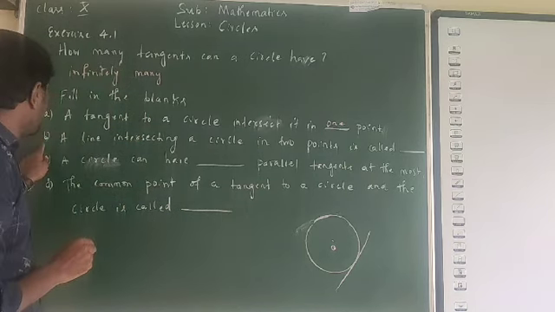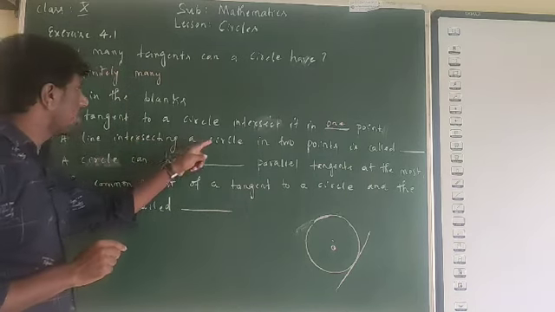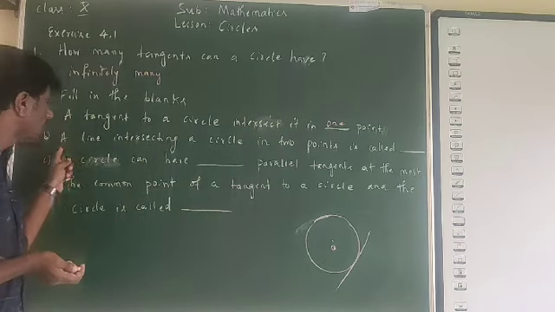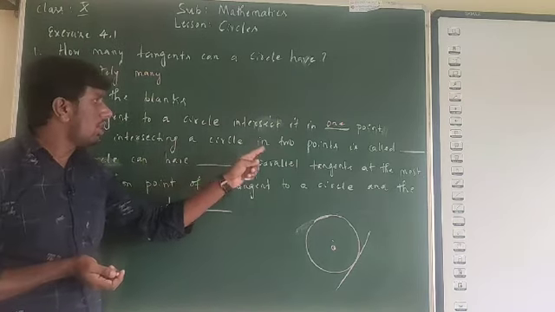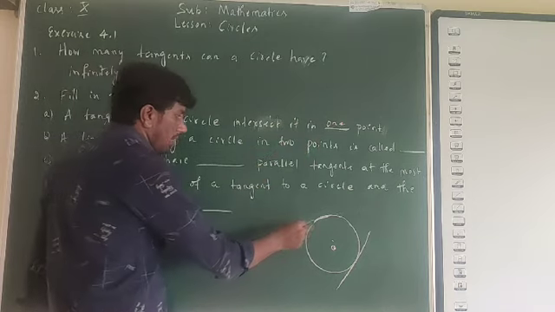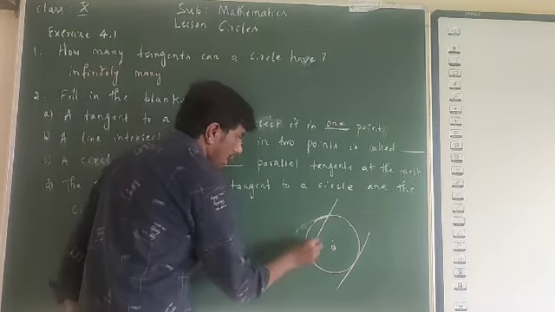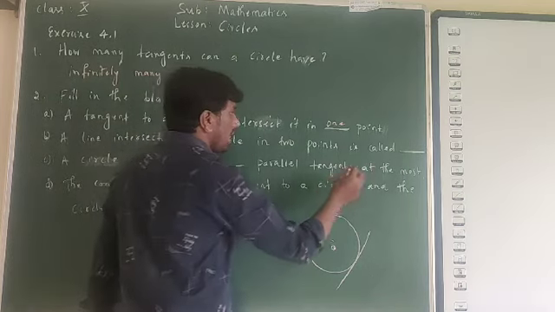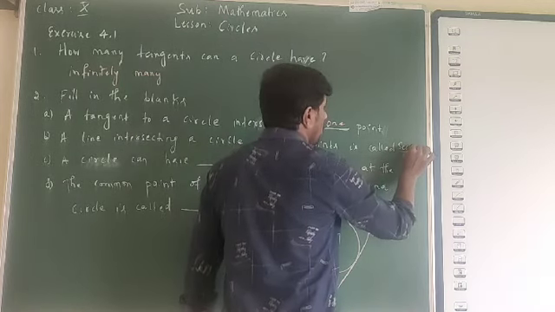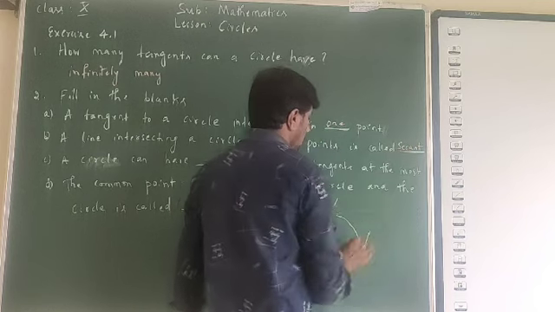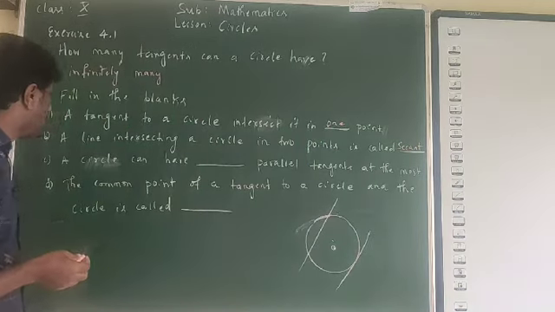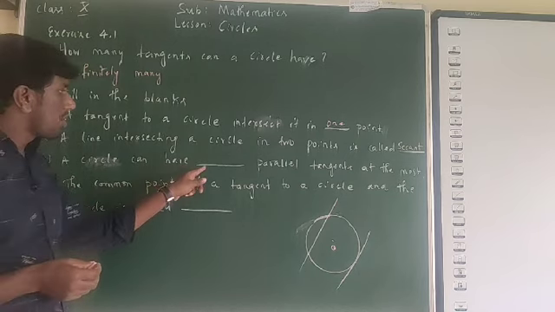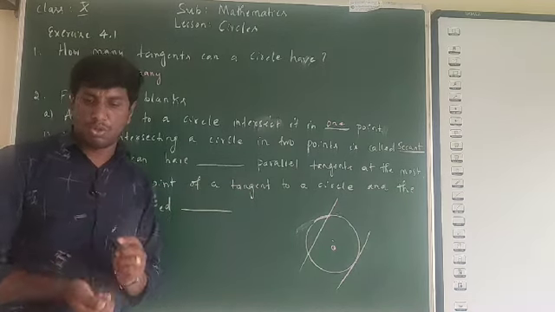Remember that. The second one is a line intersecting a circle in 2 points. It is called what? A line intersecting a circle at 2 points is called what? Secant. I had explained, right? Secant. Okay.